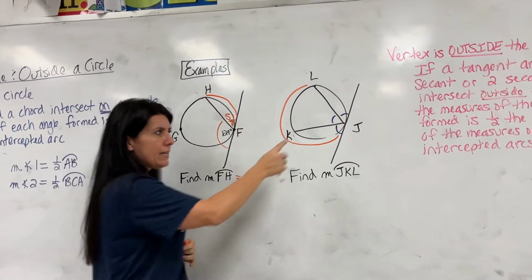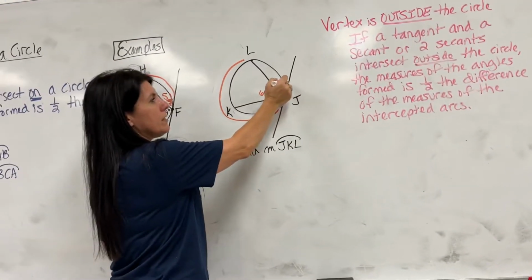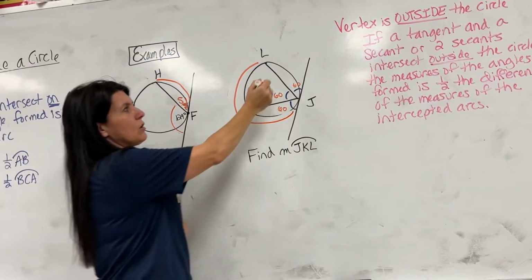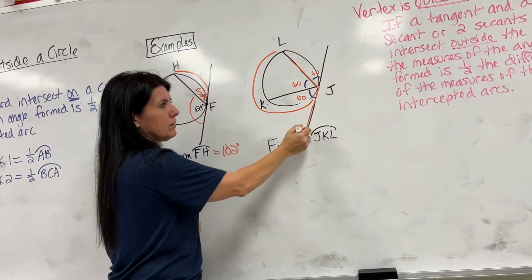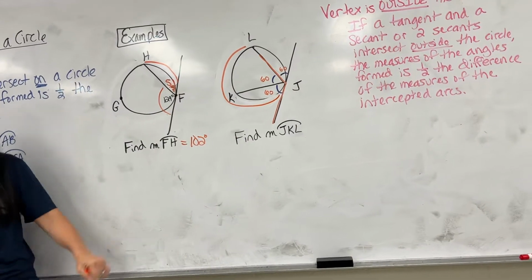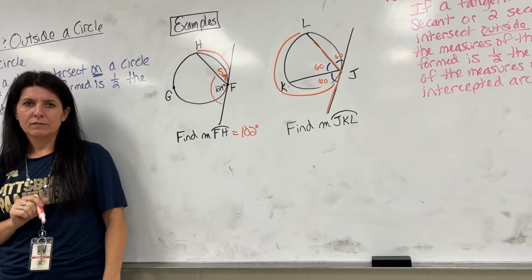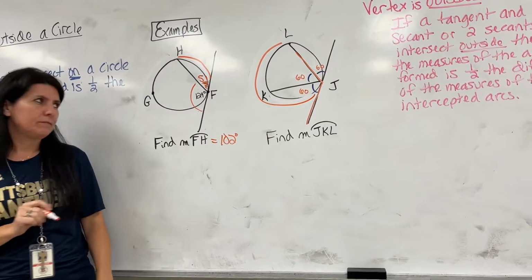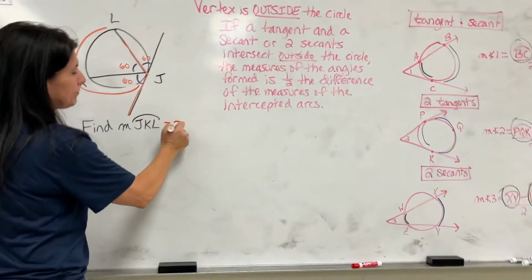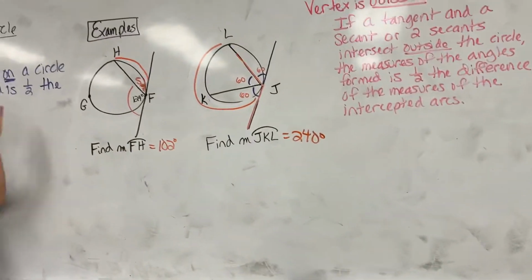60, because 180 divided by 3 means this angle is 60, this angle is 60, and this angle is 60. So for this angle, that's 120. So if that angle is 120, what's this arc have to be, or this? Good. We're doubling it. Okay, comfortable with this one? Okay.